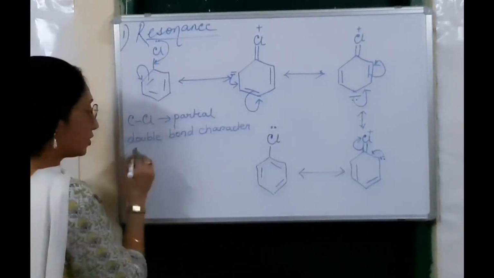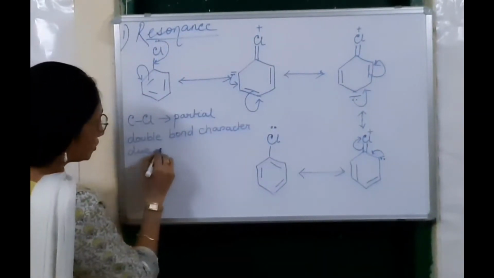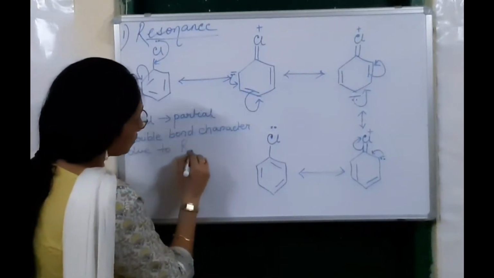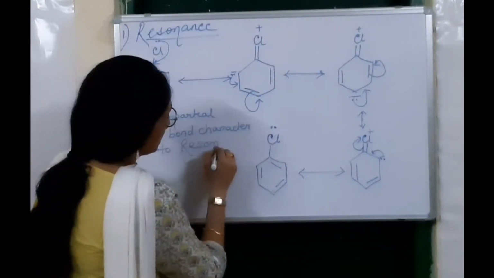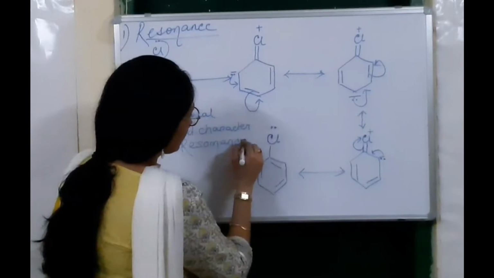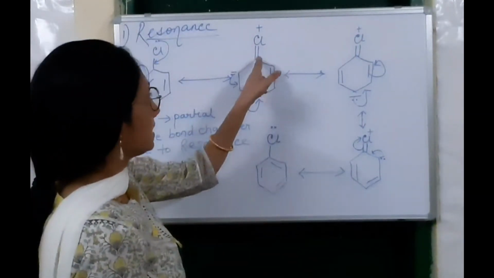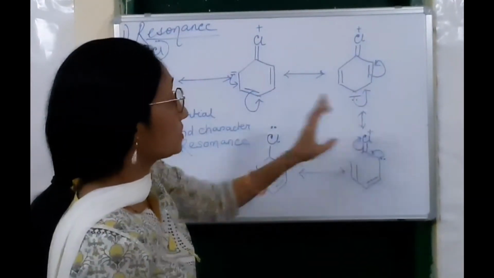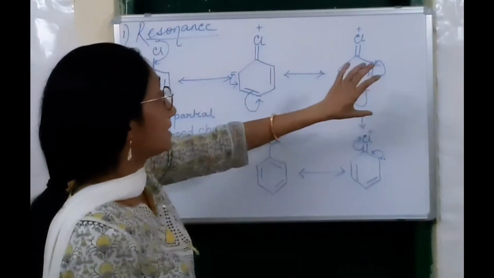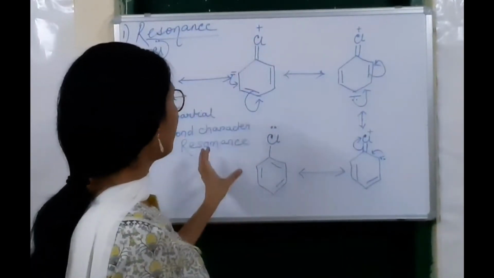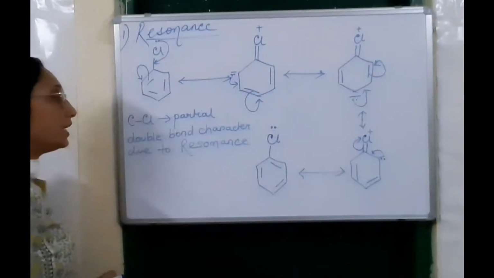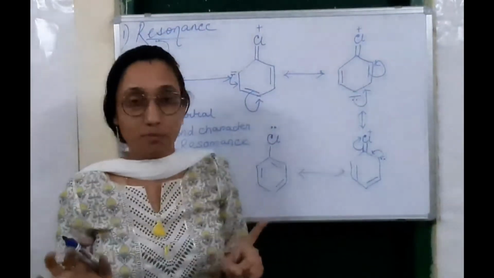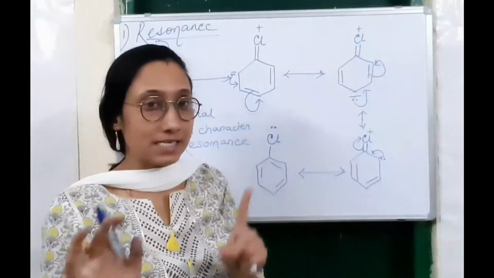Why? Due to which phenomenon? Due to resonance. See here, C-Cl, C-Cl, here also C-Cl. It has attained what? Partial double bond character. Now we know that a double bond is shorter than a single bond.